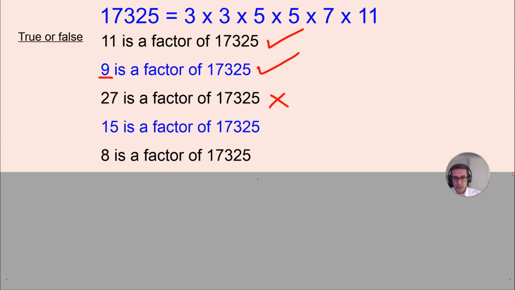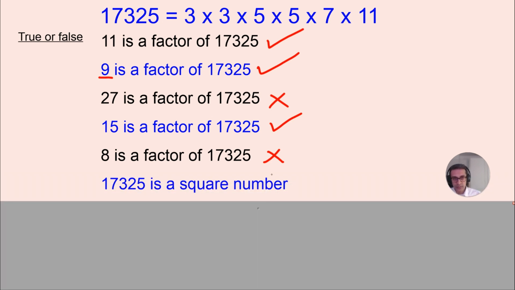Try the next 2 questions. 15 is a factor. Well, we can make 15 because it's 3 times 5. So that's true. 8 is a factor. This is false because we can't make 8 with any of these numbers.